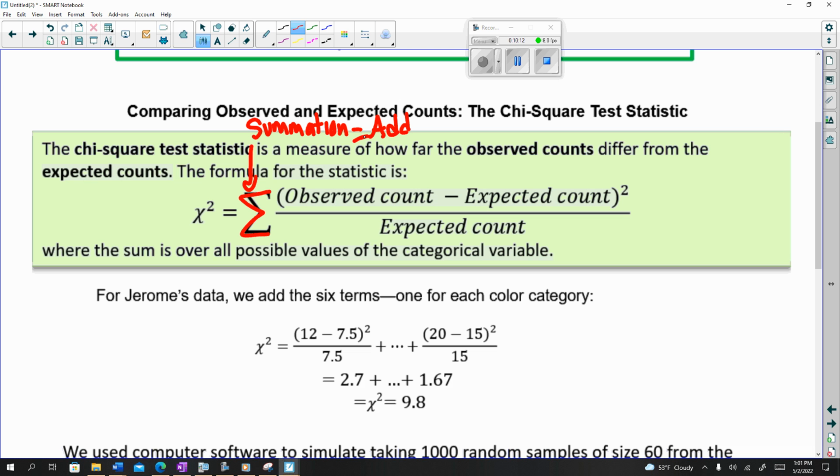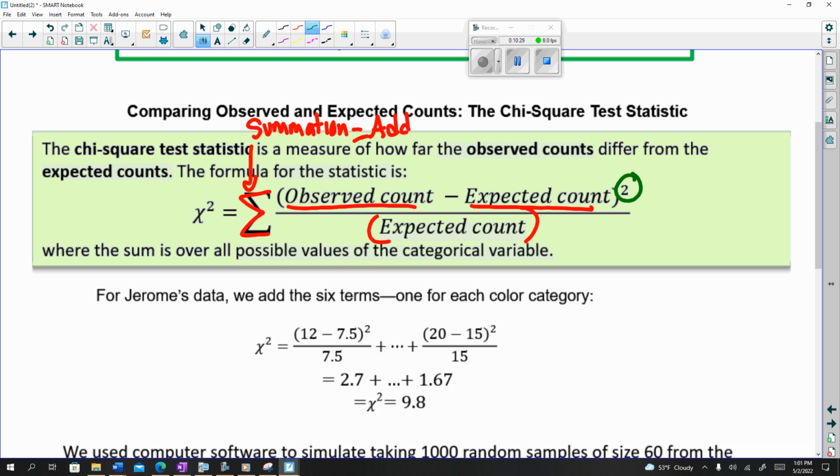Then you take every observed value, take away the expected, and divide by the expected count. You have to square them because some are going to be positive and some negative, and you want to get rid of the negatives. Then you add them all up to get the total chi-squared test statistic for the question.